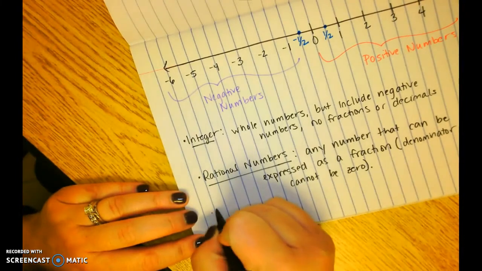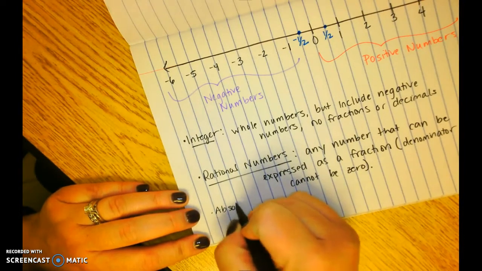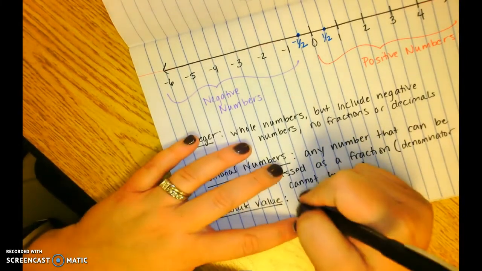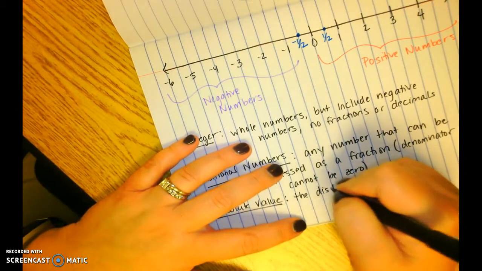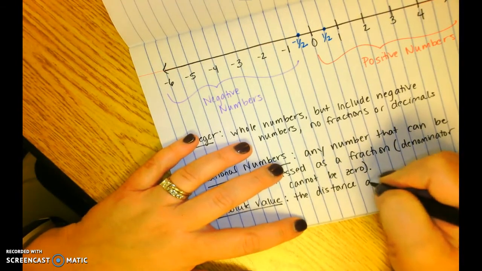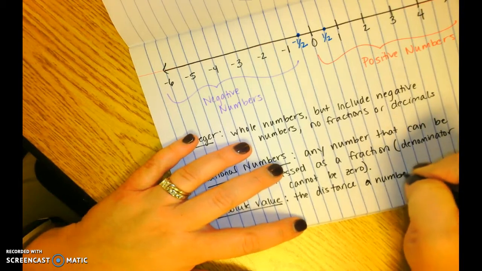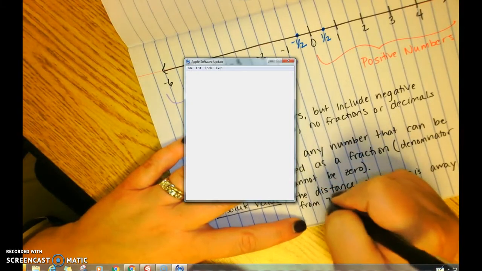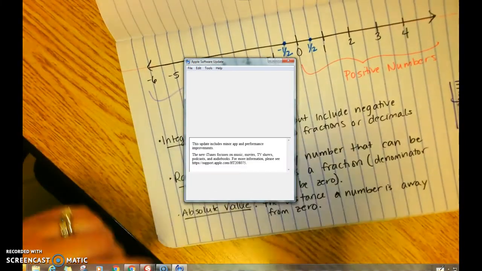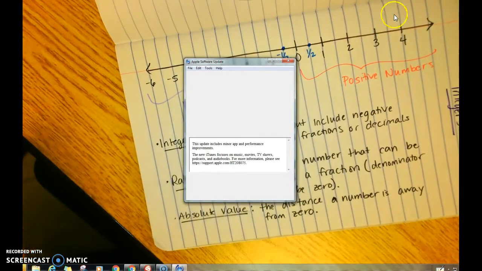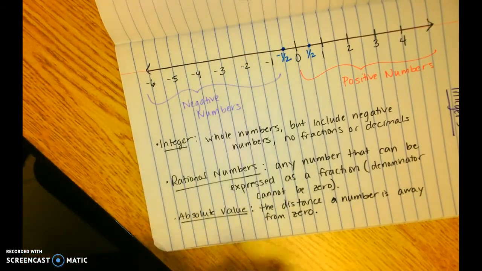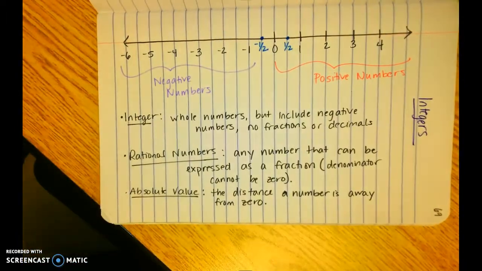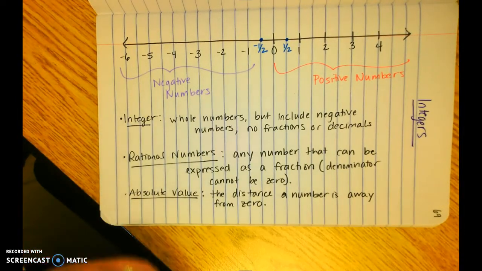The last thing we're going to talk about is absolute value. And absolute value is the distance a number is away from 0. Okay, so how far is the number 3 away from 0? Oh, well, it's three spaces. How far is the number -3 away from 0? It's still 3 spaces. We're not going to have a distance of -3. So your distance is only in positive numbers.